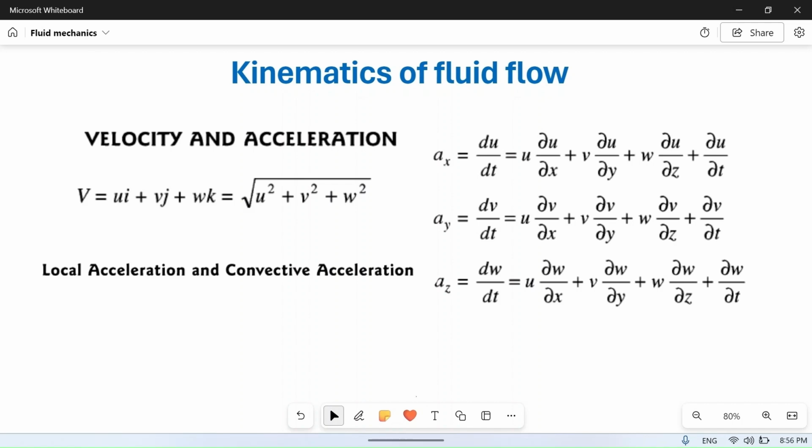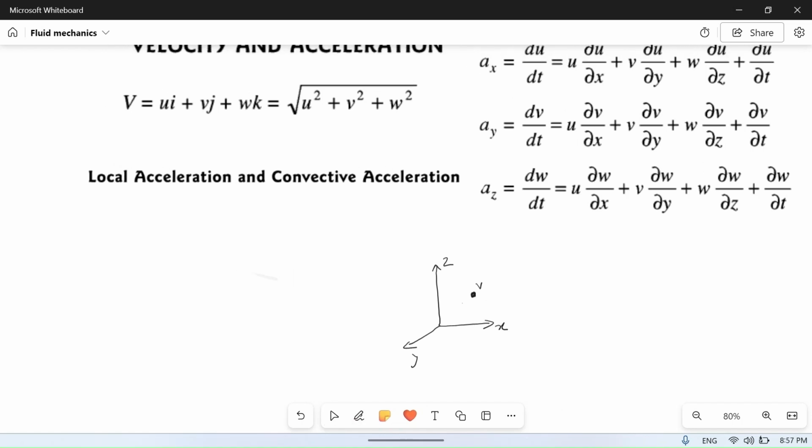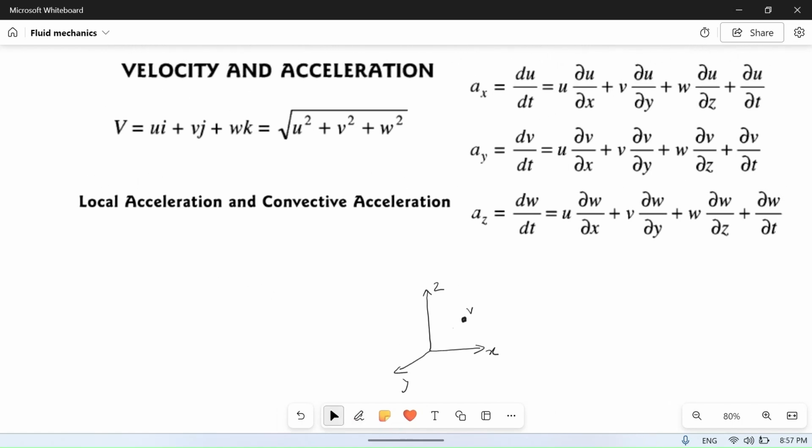So what is the velocity? Velocity at any point, suppose this is the x direction, this is the y direction, this is the z direction. If a particle is here, then its resultant velocity can be denoted as V, which is equal to ui plus vj plus wk in vector form. And this u, v and w can be functions of four things. u is equal to a function of x, y, z coordinates, meaning space, and time.